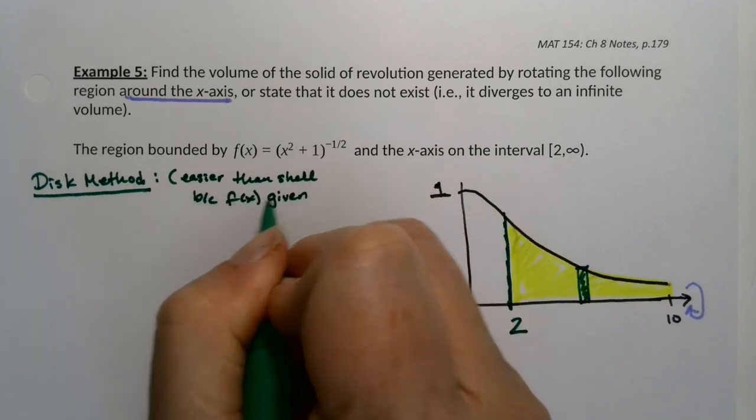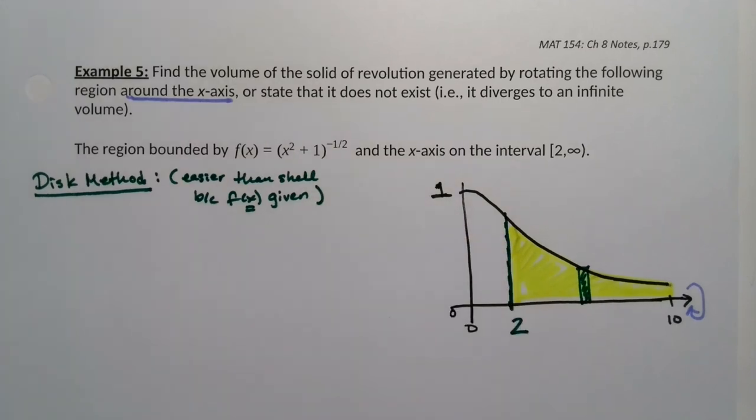Because it's f of x given, the shell method would be more difficult. Shell method would require us to solve it for g of y. We would have to find this curve in terms of y. So we already have f of x. Let's see if we can use it. And we can, by the way.